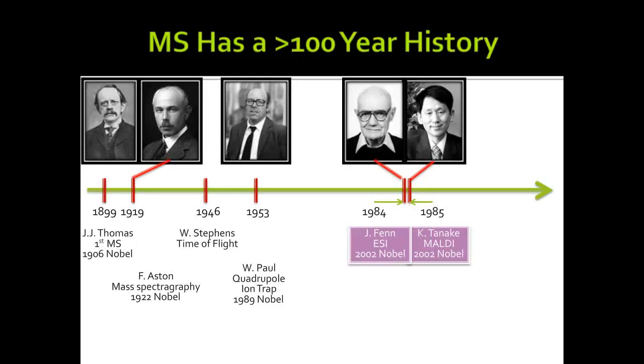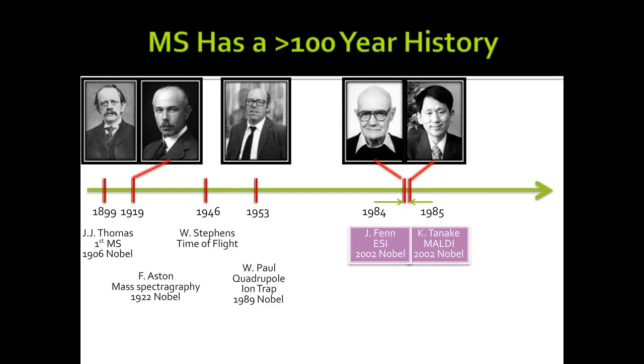All right, before we go further, I wanted to bring us back a little bit. Although we're talking about mass spec now as a very hot field, mass spec itself already has more than 100 years of history. This shows a general timeline of mass spec development. Back in 1899, J.J. Thomson was the first person to create the first mass spec. He also won the 1906 Nobel Prize for his innovation.